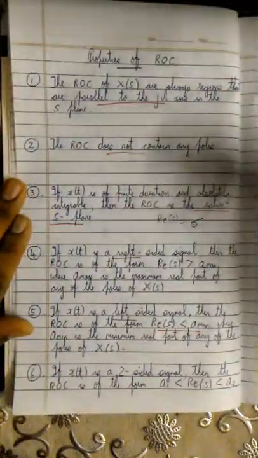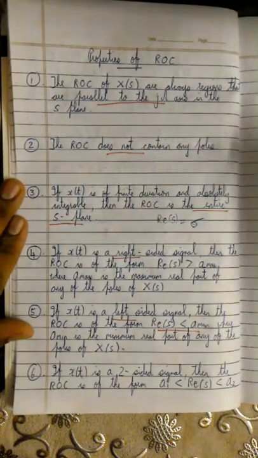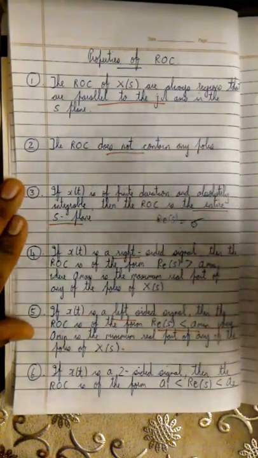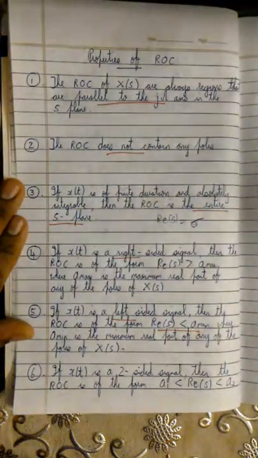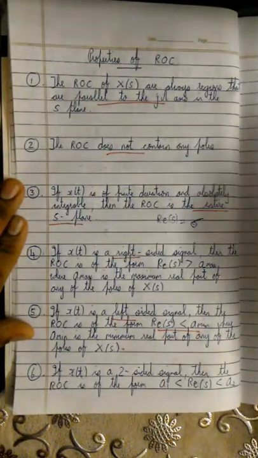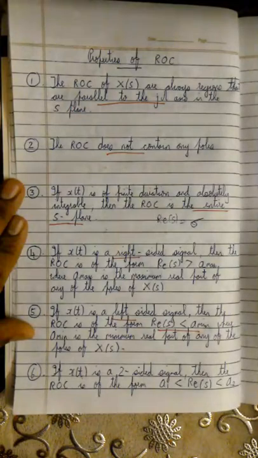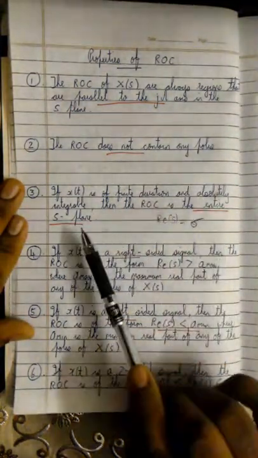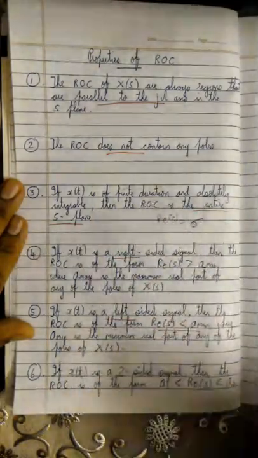They can sometimes ask this as a theory question, but I feel that the main importance of these properties is to check whether your final answer is correct or not. You can apply these properties, you can remember these properties. Check if the ROC is parallel to the j omega axis, it should not contain any poles, and if it's a very simple question, then the ROC must be the entire s plane, for a finite duration and absolutely integrable signal.